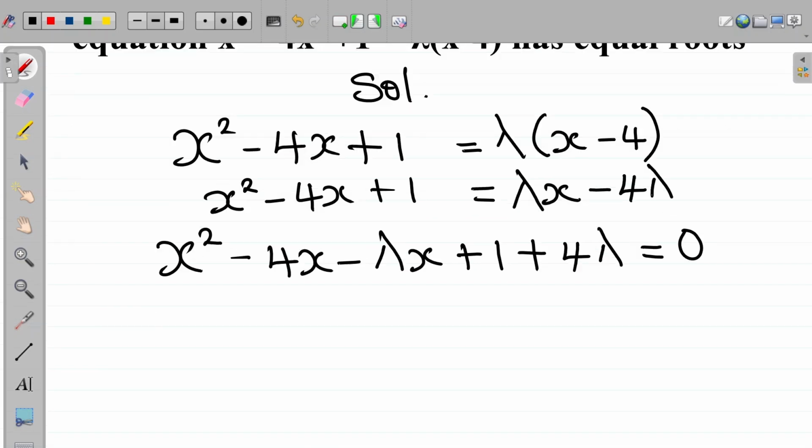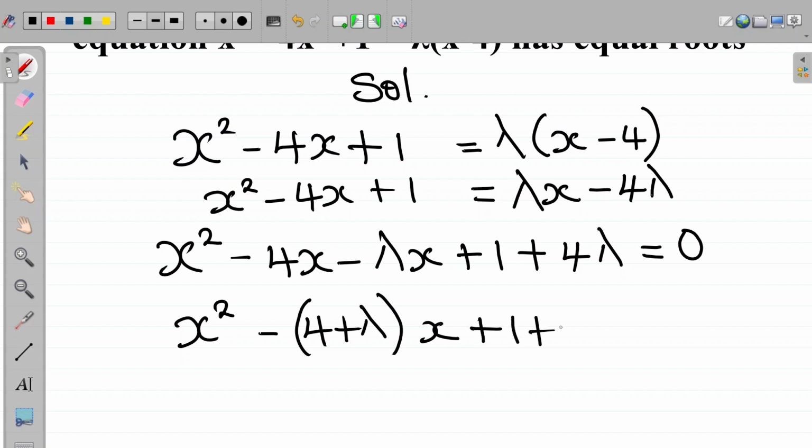Now at this point, our equation becomes x squared minus (4 plus lambda) multiplied by x. This is because minus times 4 is minus 4 and minus times lambda is minus lambda. So we can multiply the bracket using our x. So plus (1 plus 4 lambda), all enclosed in a bracket, equal to 0.